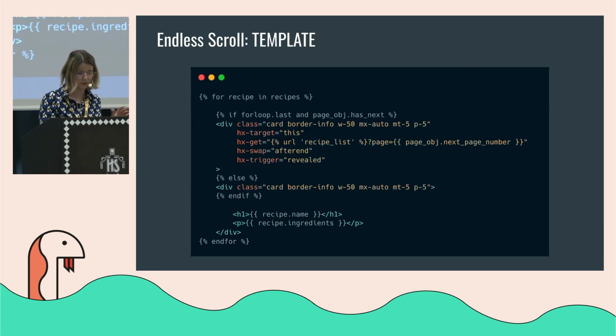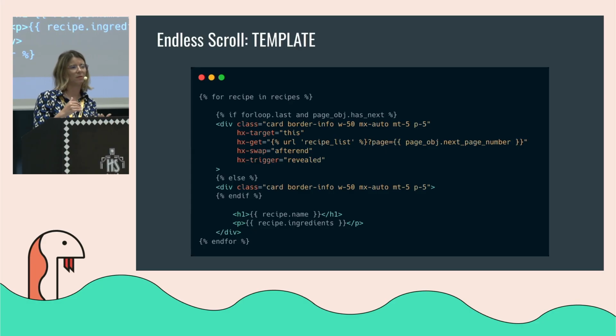OK, I wanted to show you the latter part. We're going to see how the select works. So the if part, again, Django: for loop last, and object has next. That's because we're only interested in HX attributes being added to the last recipe currently on the page. All the other recipes are a normal div, nothing happens. HX target is, again, this. HX get, similar. If you're going to use HTMX yourself, you keep repeating the same patterns. And what's maybe more interesting is HX swap afterend.